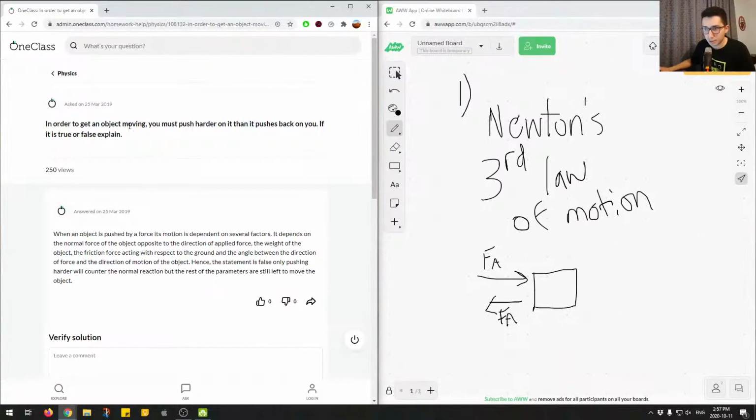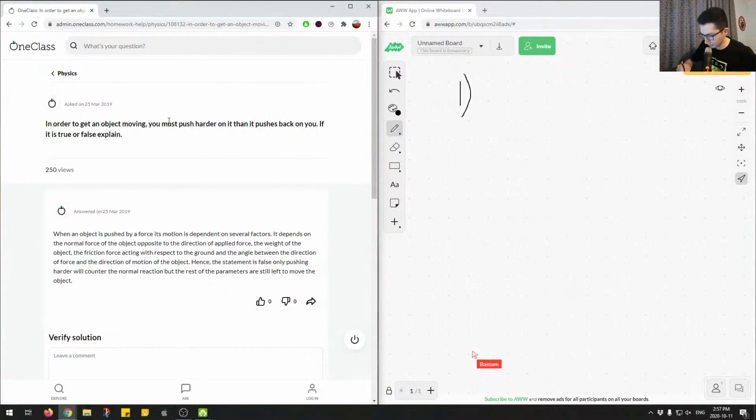So the other concept here that is important to understand, when to get an object moving, what actually has to happen is the applied force has to be greater than the static force of friction. That's what happens, not necessarily this statement. So this statement is false. The true answer of this statement is the friction force. So let me just erase this here. So the applied force has to be greater than the force of static friction.